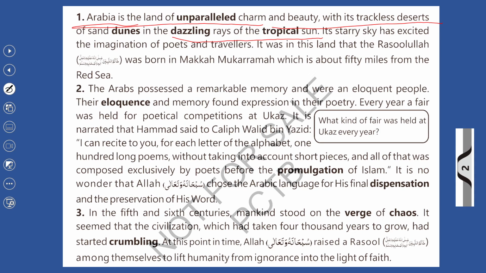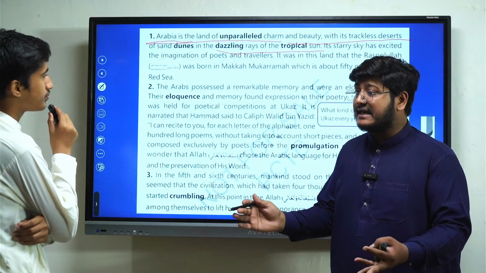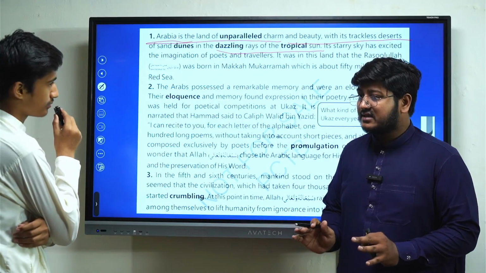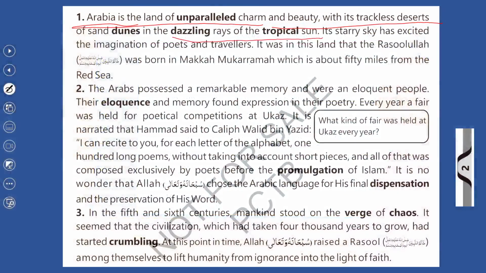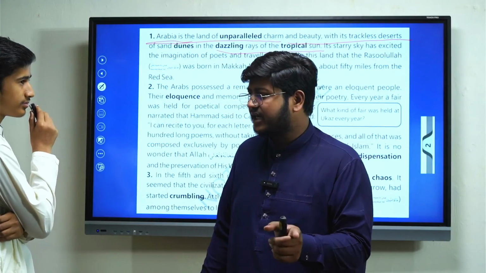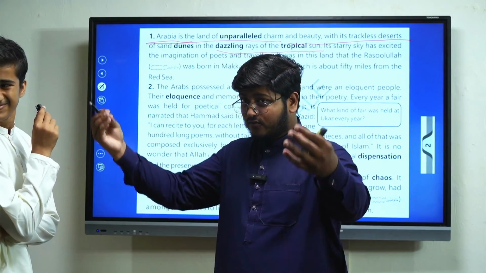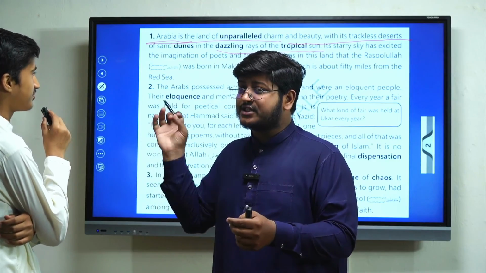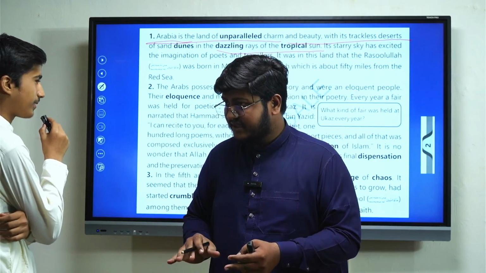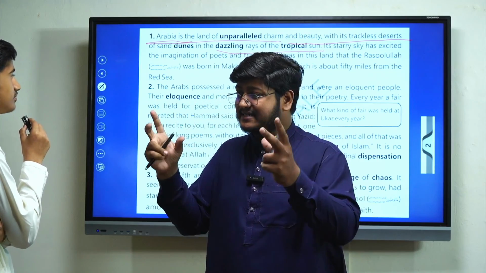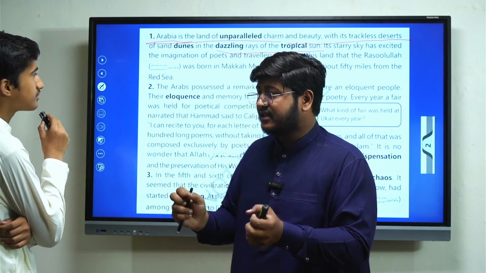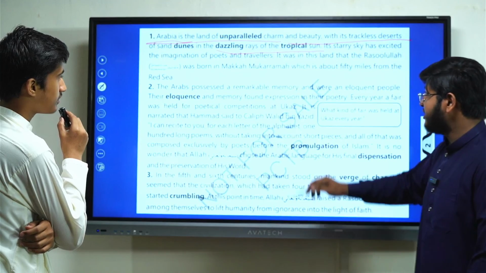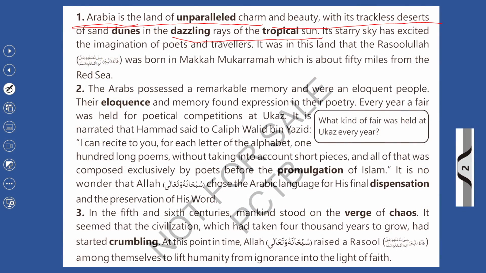Of the tropical sun. So what is meant by dunes? Mounds of sand. Have you ever seen them in the desert? Yes, very good. And what are dazzling rays? Did any of you go home on a bike at holiday time? Dazzling rays, is that clear? Very strong rays which create heat effects, which make your eyes feel itchy. Those are considered dazzling rays. Tropical sun means very hot sun.